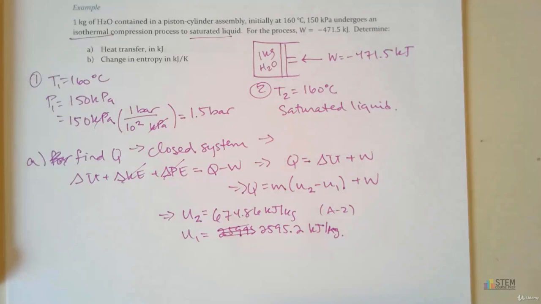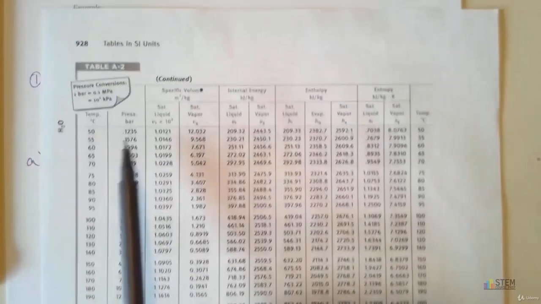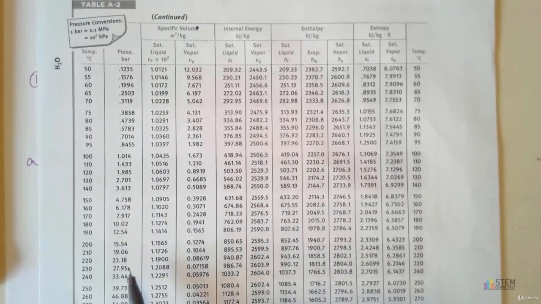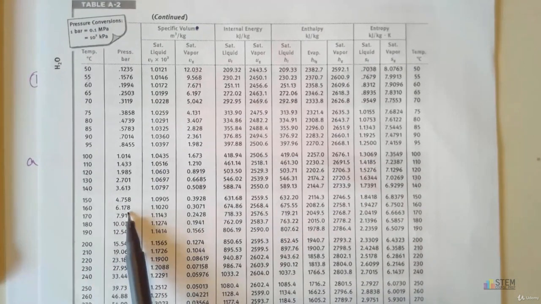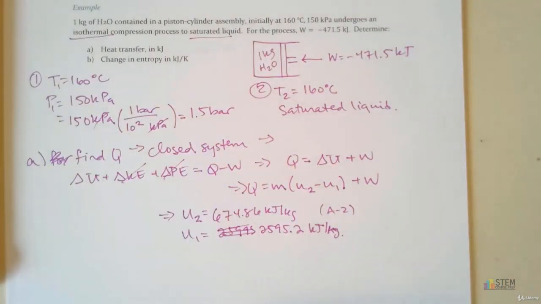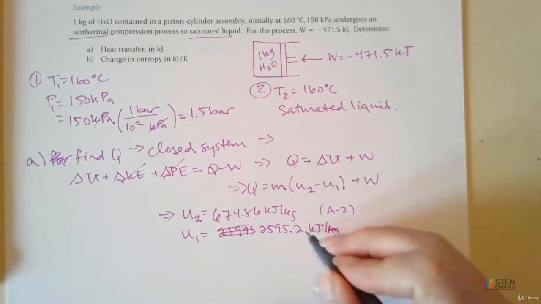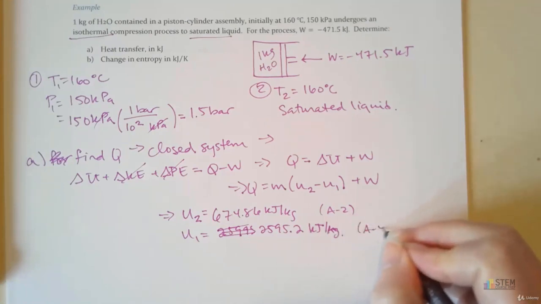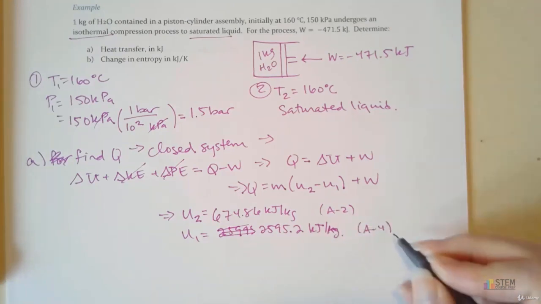Actually, guys, I said that wrong. I was looking at 150 kilopascals. We're actually at 1.5 bar. This pressure here is in bar. So the saturation pressure is 6.178. Ours is at 1.5, so we're less than that. That would give us superheated vapor. That makes more sense. So this one is going to come from table A4, the superheated vapor table.